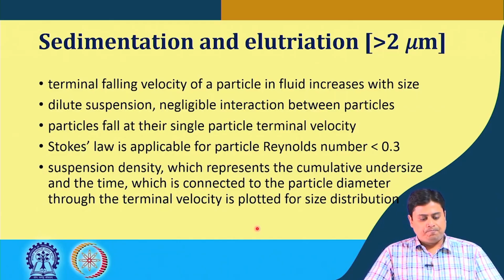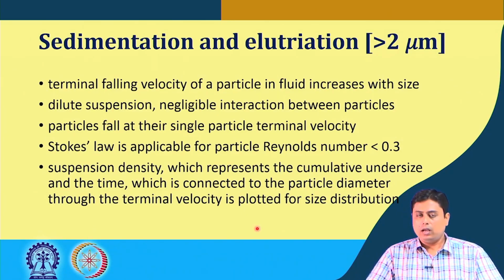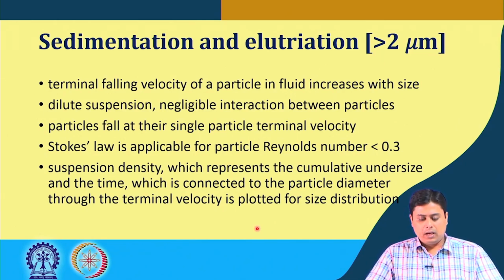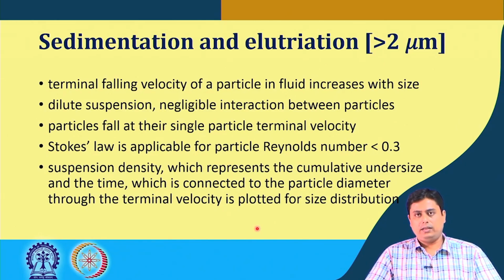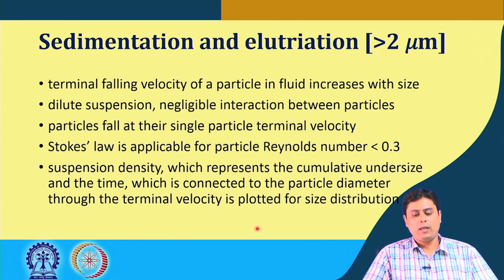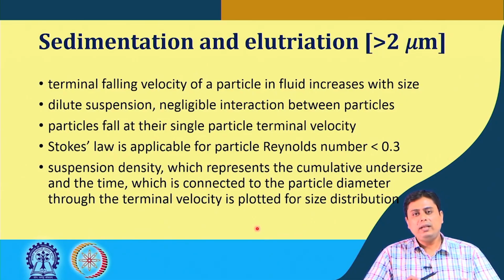This particle achieves its single particle terminal velocity. It happens only when the dilute suspension is in consideration. So, quite naturally, the suspension density that depends on the cumulative undersize, and the time which is connected with the particle diameter through the terminal velocity, is plotted for the size distribution, and we get the mean size from this size distribution. So, what happens?